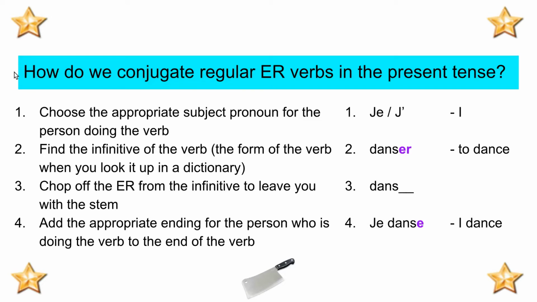Je danse is I dance. We can see that je is the I, danse, D-A-N-S, is the stem, and the E is added because that's the ending for I in the present tense. We'll look at the whole process in a bit more detail now.